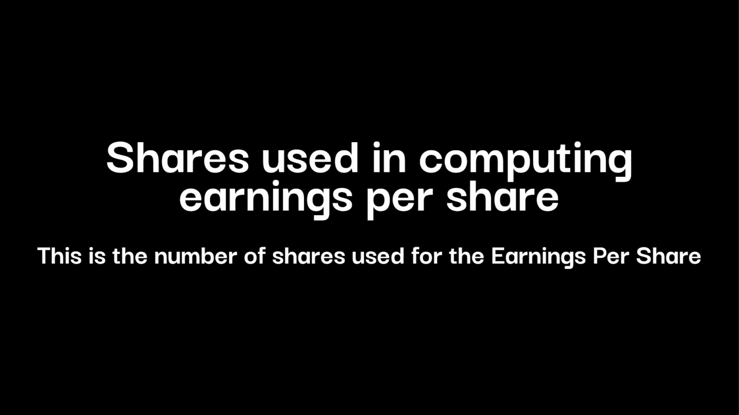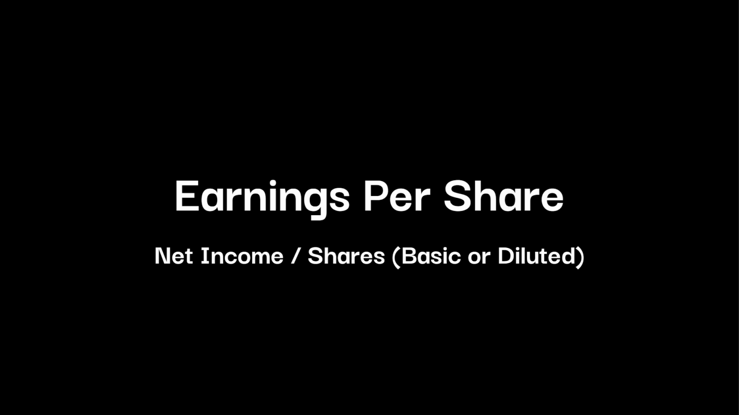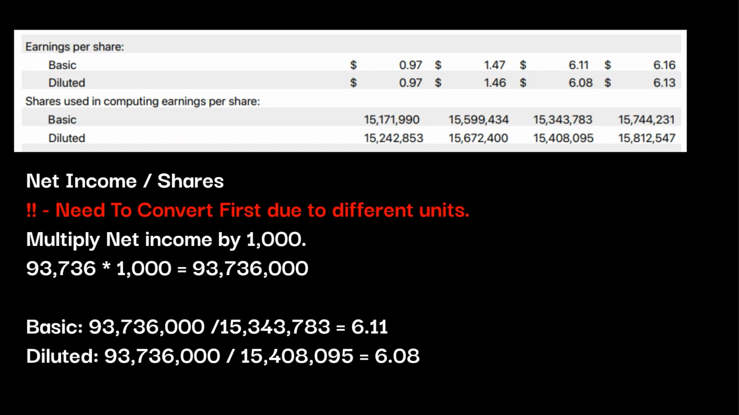So shares used in computing earnings per share, this is the number of shares that are out there, whether it's basic or diluted. And earnings per share is you take your net income and you divide it by the shares, whether it's going to be your basic or diluted. All right. So first thing you need to do is convert into different units. So the way that you want to do this is just multiply your net income by 1,000. So you'll see 93,736, you times it by 1,000 over here.